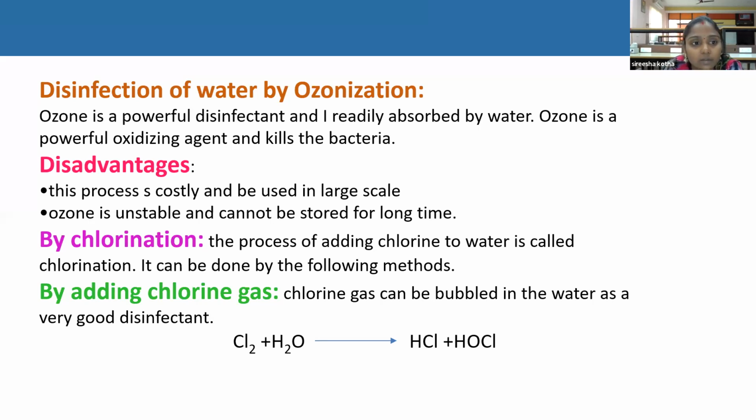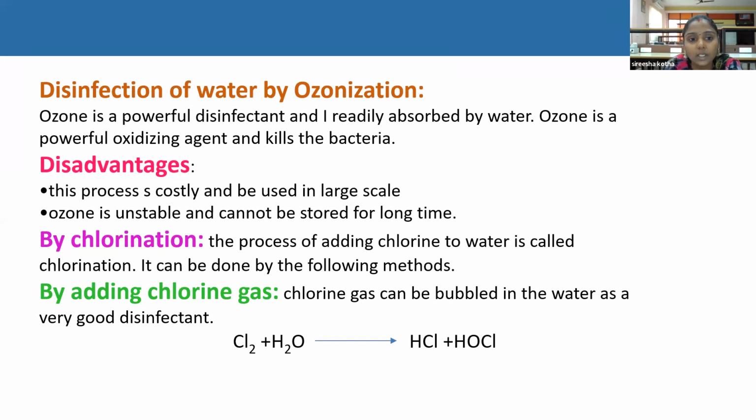The disadvantages: it is very costly and has to be used on a large scale. So we have to use it only on large scales. If you use smaller amounts, you get a higher cost. Okay. Ozone is also unstable and cannot be stored for a long time. This is one more drawback of ozonization.